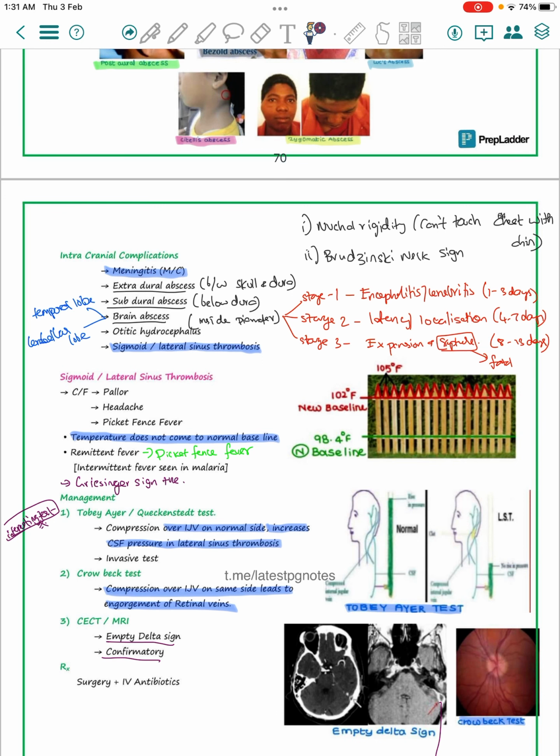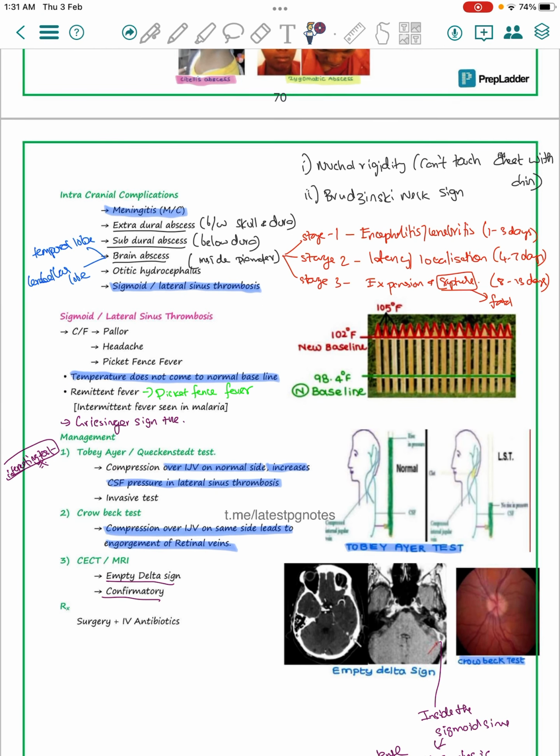Then the management; first is the Tobey-Ayer or Queckenstedt test. Management first involves the investigation part. When you compress the IJV on the normal side, this increases the CSF pressure, but not in lateral sinus thrombosis. This is an invasive test. First you need to do a lumbar puncture to measure the pressure. When you compress the IJV on one side, you can see whether the obstruction is there or not.